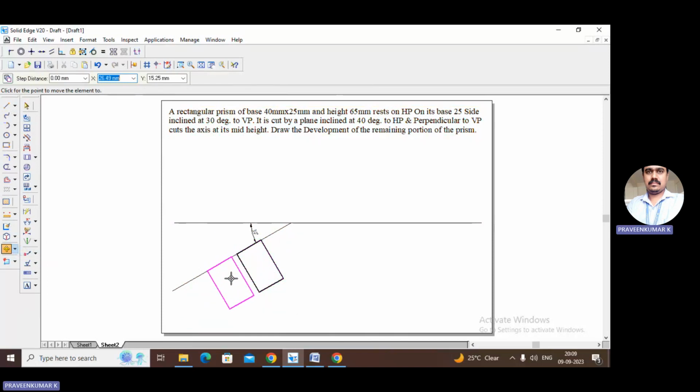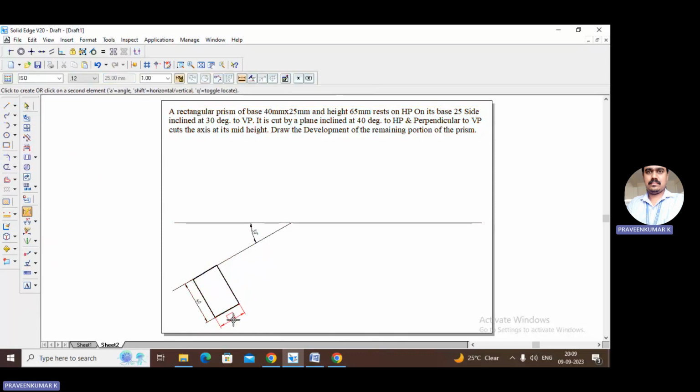I select and I will move somewhere here. Go to move. Copy should be off. Select this one, select this point, and place somewhere here just for my reference. Okay, so here the 25 mm base edge is inclined at an angle of 30 degree to VP. That condition is satisfied. Let us see the dimensions. So this is 40, very good, and this is 25, very good. And now we need to draw the height, 65 mm, the axis height.